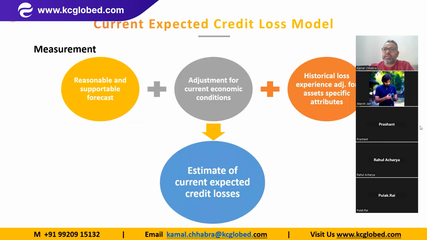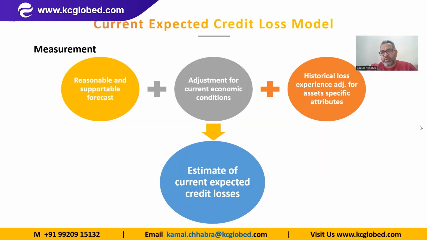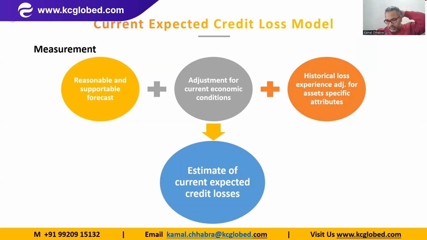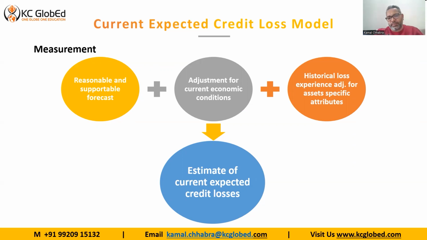So how do you measure the current expected credit loss? Current expected credit loss includes a reasonable and supportable forecast, plus adjustment for current economic condition, plus historical loss experience, plus adjustment for asset specific attributes. So what does it mean? Let's understand one by one.